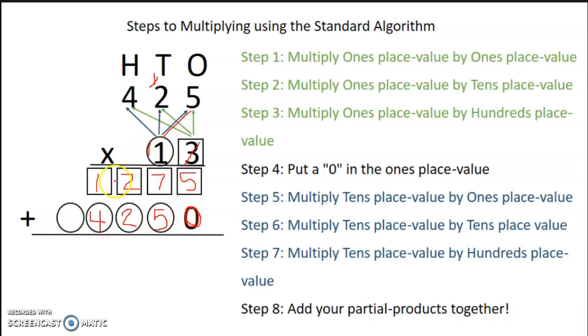Let's add them up. 5. 7 plus 5 is 12. Carry my 1. 1 plus 2 is 3 plus 2 is 5. And 1 plus 4 is 5.